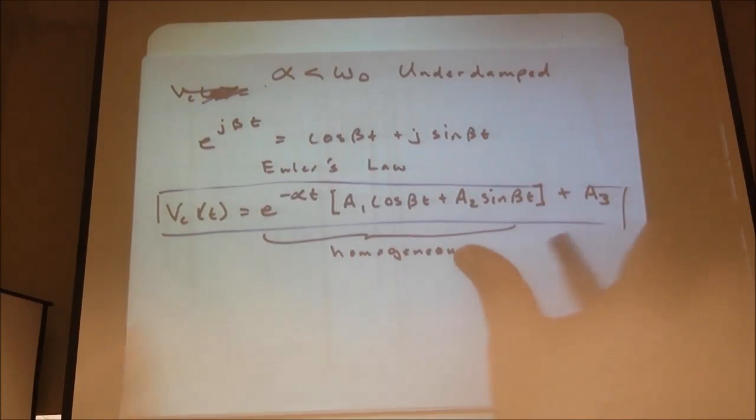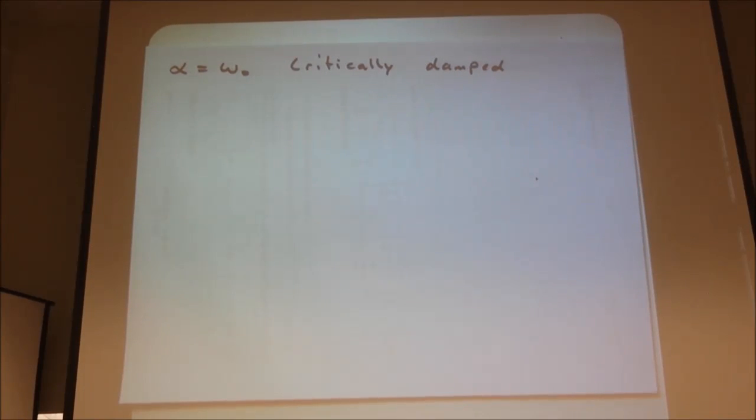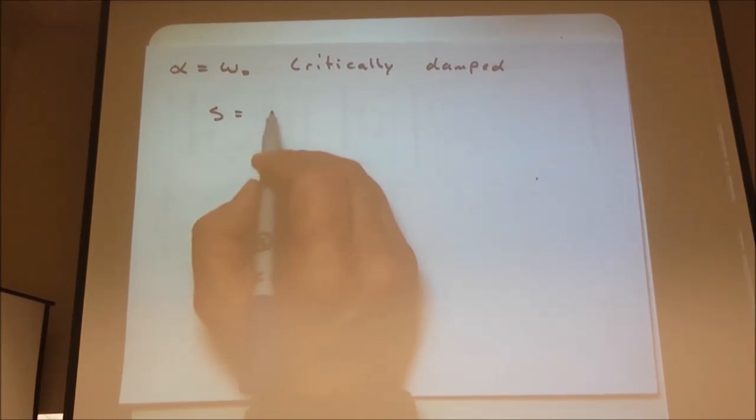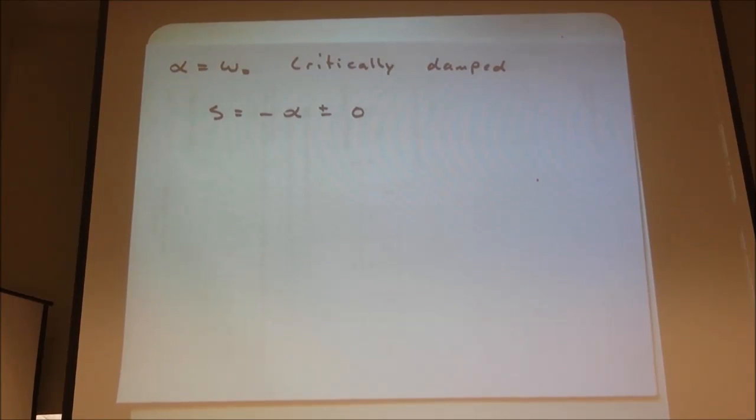And then there's the critically damped case, which is a special case. So we have one more possibility: alpha equals omega naught. And that's called critically damped. And in that case, well, what do we have? We have s equals minus alpha plus or minus 0. But we still have two solution terms that we need. And so what are we left with?